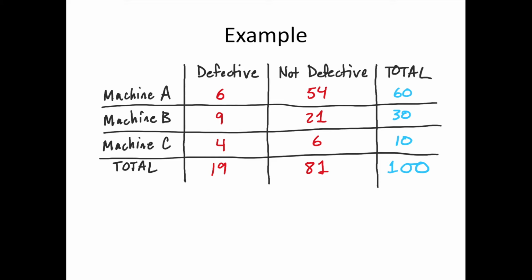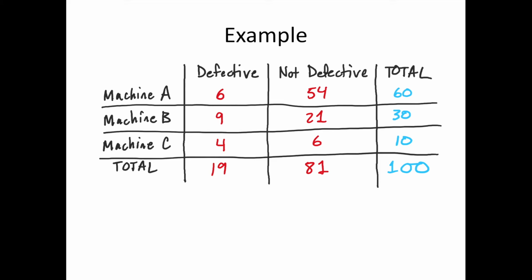So the numbers in blue on the right, those are just the capacities of the machines. If I assume a hypothetical population of 100 parts, machine A, having produced 60% of them, would have produced 60 parts. Machine B produces 30, machine C produces 10.